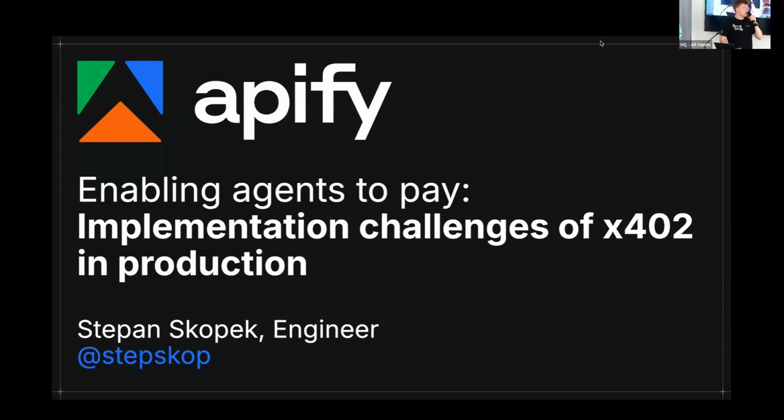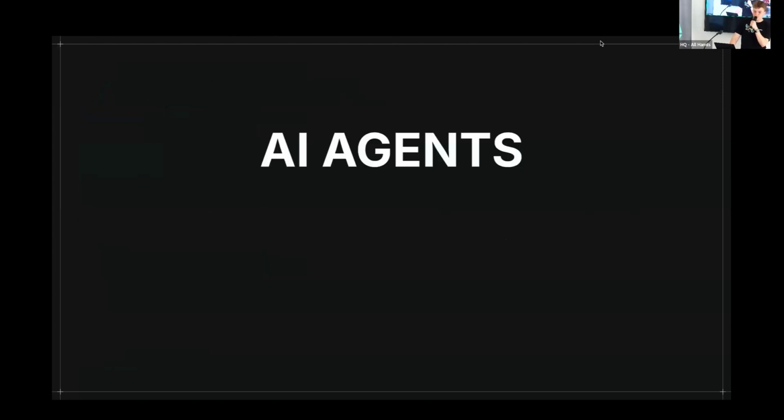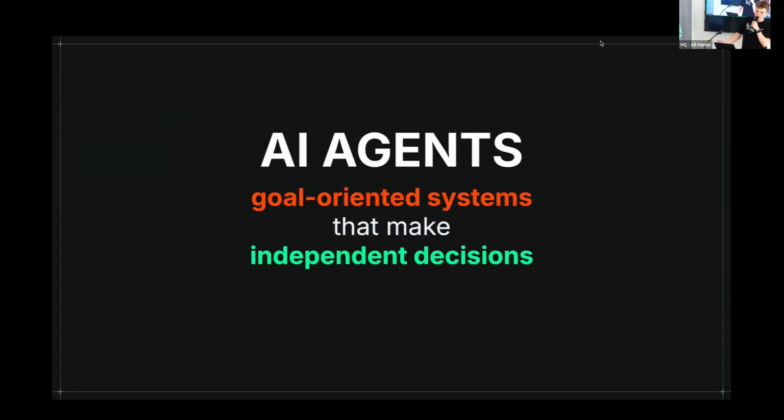So I will be talking about enabling agents to pay and about some implementation challenges we faced when we were implementing the X402 protocol in our production. So let's get started. AI agents. For the purpose of this presentation, let's define the term. I will be talking about AI agents as goal-oriented systems powered by an LLM that, when working towards a goal, take independent decisions, fulfilling the task you give them.